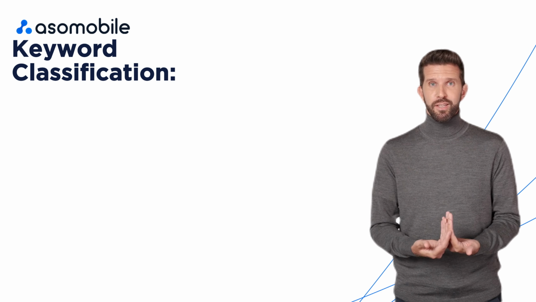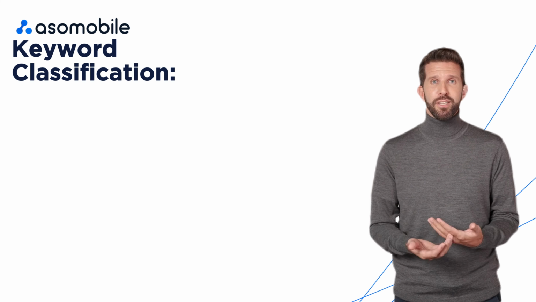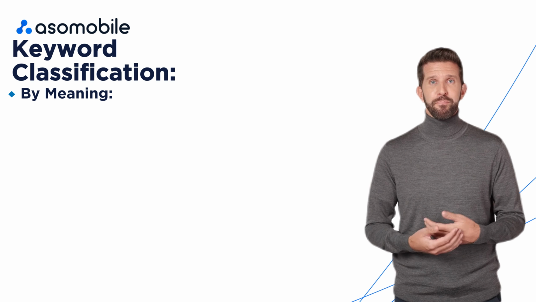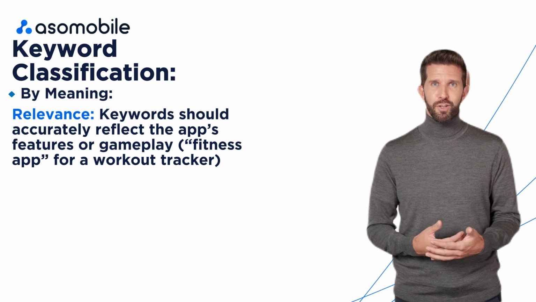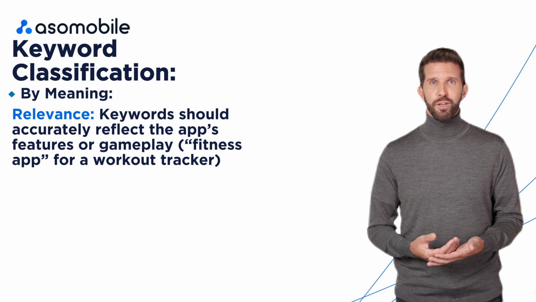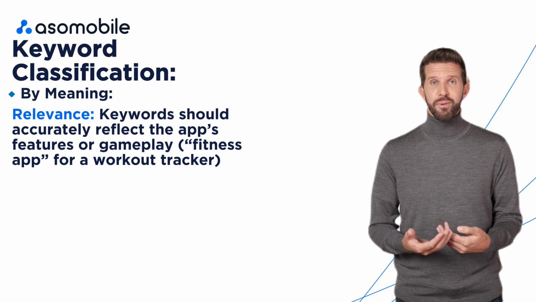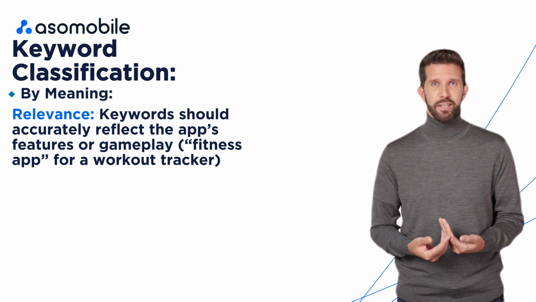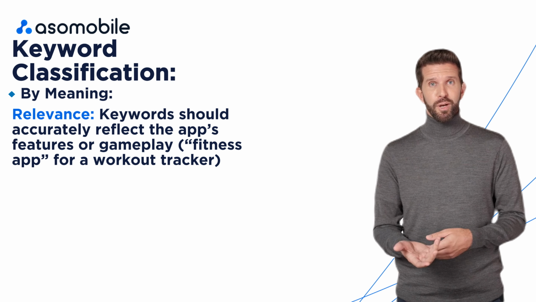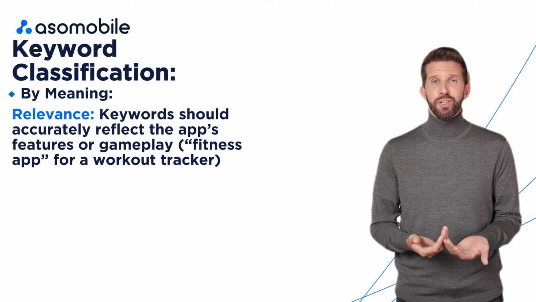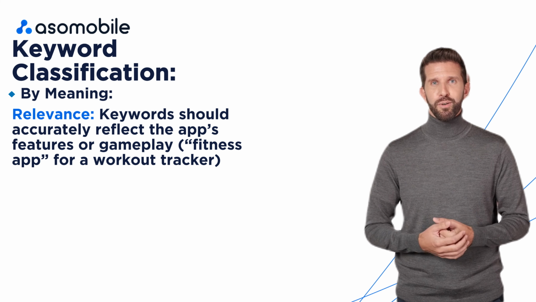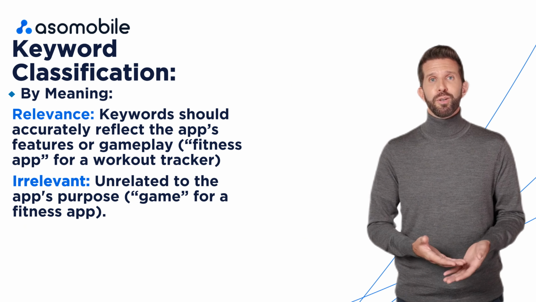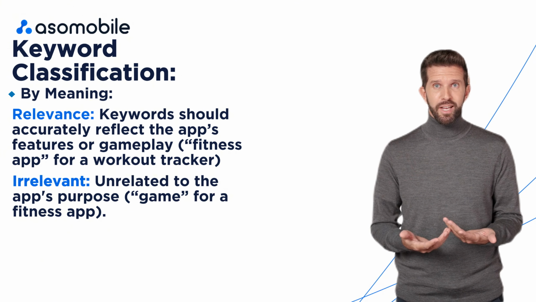Keywords are classified into different groups, and choosing the right ones depends on whether your app is new or already popular. 1. By meaning. Relevant. These are essential because they match the app's content and what users are searching for. Using relevant keywords improves ranking, increases visibility, and attracts the right audience. It's always better to focus on relevant keywords, as they bring the most engaged users who are likely to download and use the app. Irrelevant. There is no point in using them because users won't download the app even if they find it.